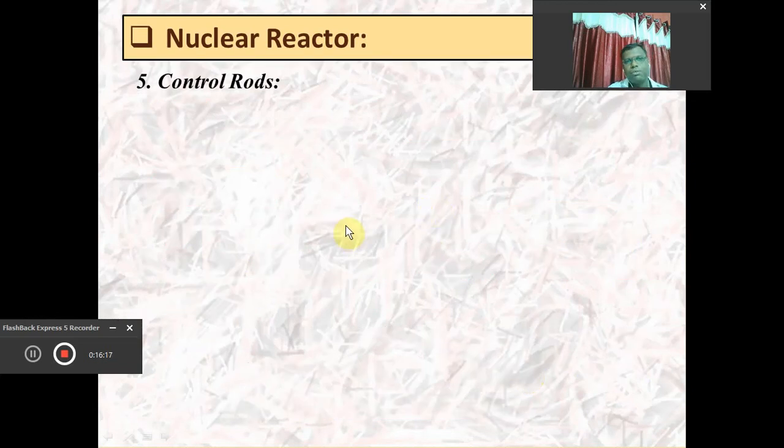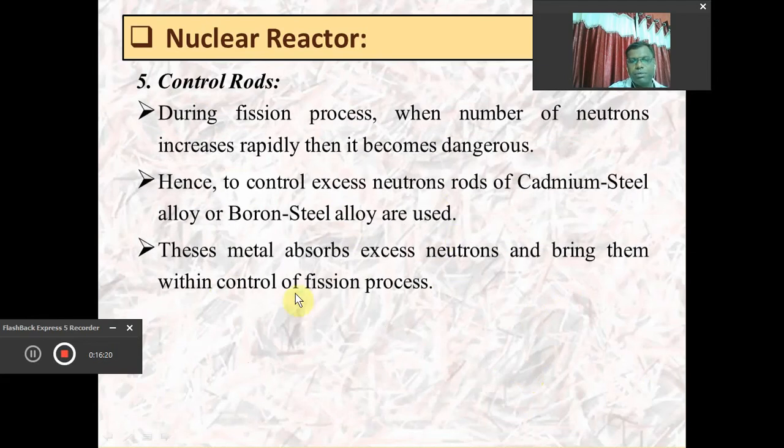Next one is the control rods. Control rods are also important because neutrons are emitted in the fission process, and during the nuclear fission, what happens actually is that a large number of neutrons are emitted and their number increases rapidly, and sometimes it can be very dangerous.